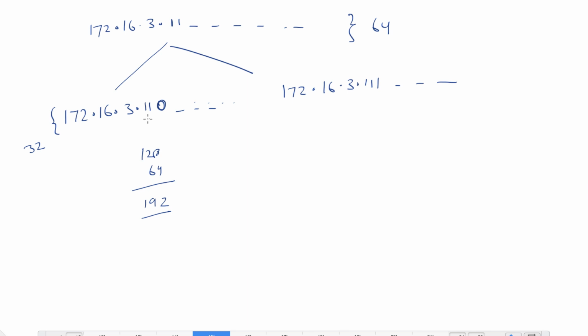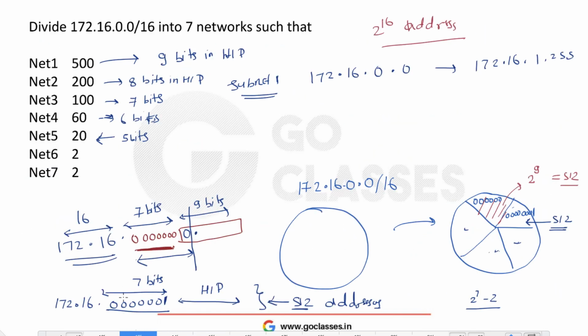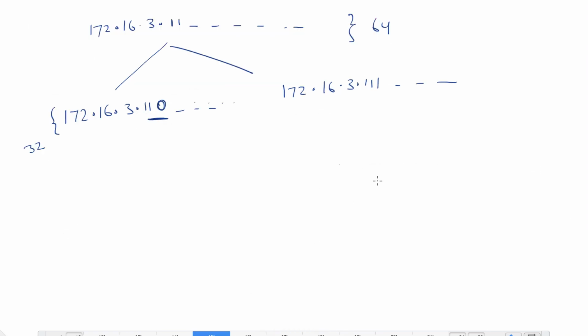Why? Because these 3 bits are fixed. So 24 plus 3 bits are fixed. That's why this 27 is important. So this will be your 5th network. And for the 6th network, what do you need? You need two hosts only, or 2 addresses only. So what do I need to do? I can just do one thing. Here we have 32 addresses, right? 32 addresses. So let me do one thing.